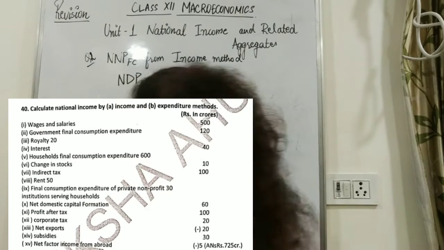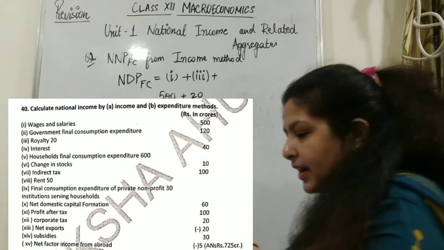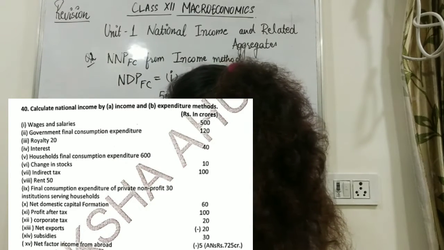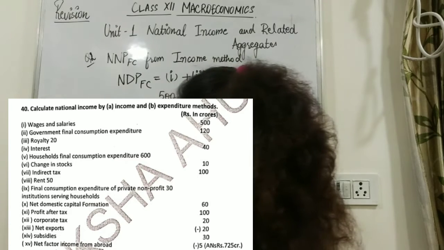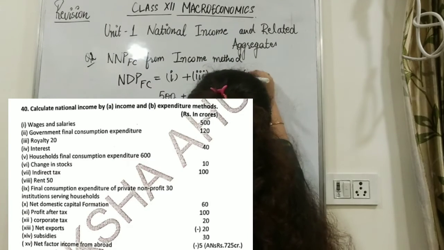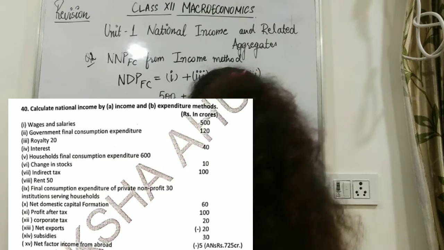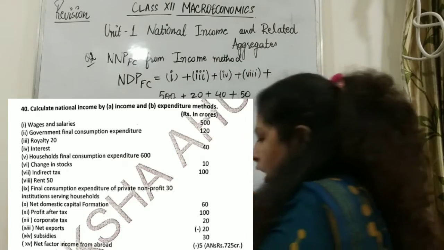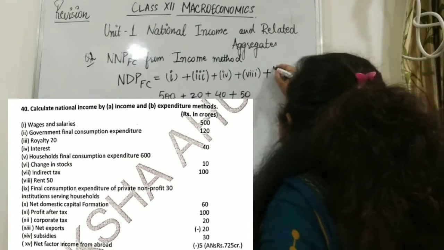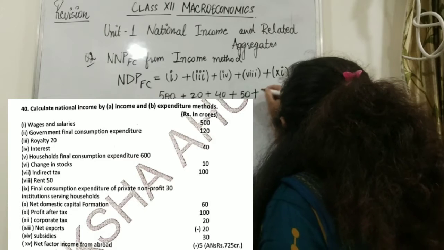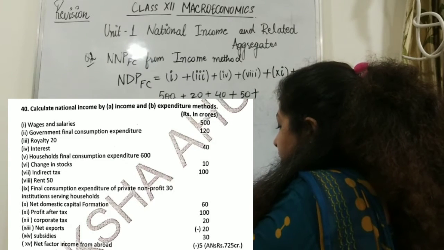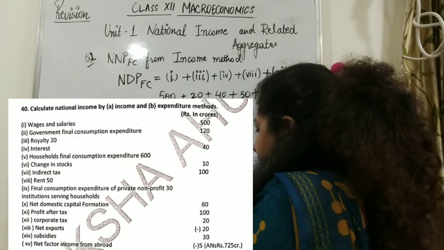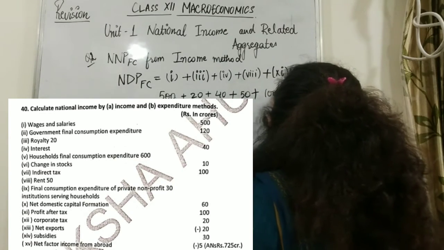20. Then after that, just have a look what is given. Rent, interest is given on fourth number. Interest 40. Then rent is given on 8th number, that is 50. Now profit is given. Just have a look on 11th number, but this profit is profit after tax. We need to add the corporate tax with this. You should know this thing. It is given 100. So we'll add 20 here.